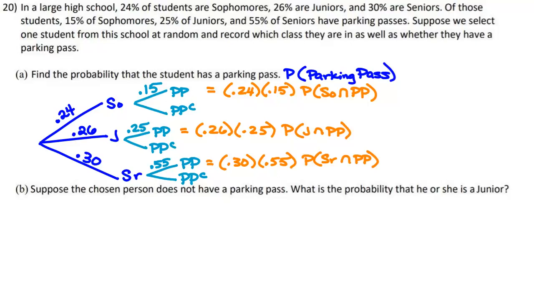These three that I have written in orange, sophomore and parking pass, junior and parking pass, senior and parking pass, are those mutually exclusive? Could somebody be a sophomore and have a parking pass and also be a junior and have a parking pass? No. Are these mutually exclusive events? Then to find the probability of a parking pass, I'm going to take all the juniors with parking passes and add it to all the sophomores. I'm going to add that to all the seniors.